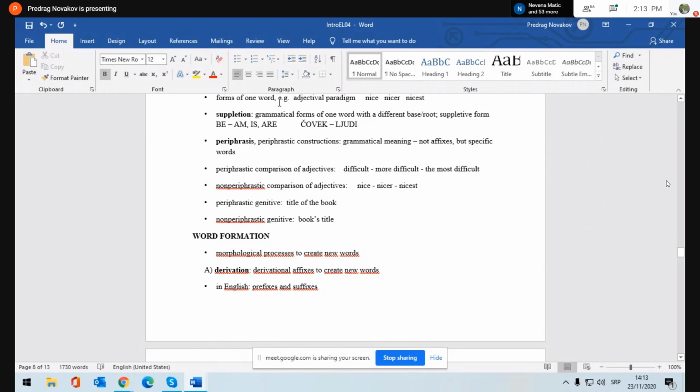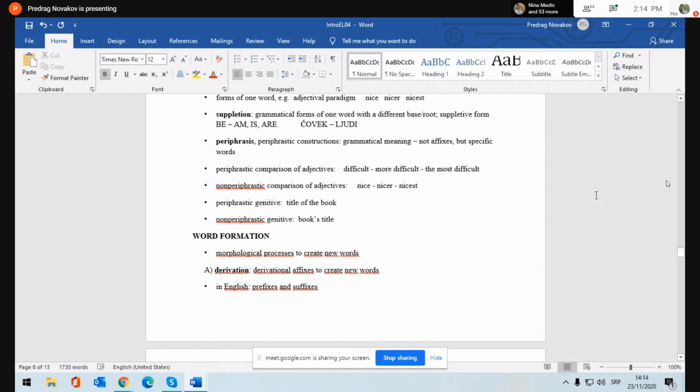We have a similar example in Serbian. Čovek, you know that the plural is ljudi. You can have, perhaps in some ironic comments, čoveci or so on, which is ungrammatical or substandard, but ljudi is a suppletive form for the plural. Okay, so this is suppletion.